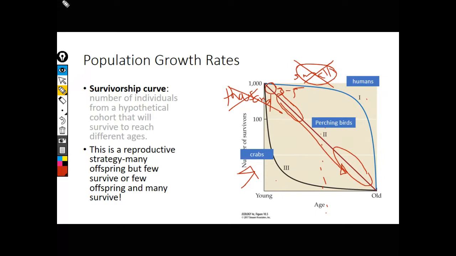Okay, any questions about our survivorship curves? Does this feel good and much better now? Less chaotic.